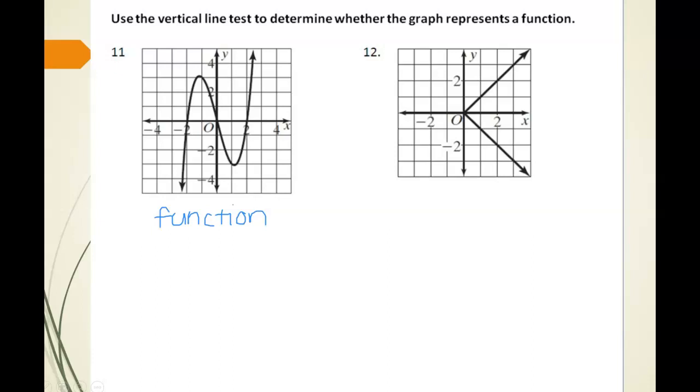If it represents a function, then we check to see if it's 1-to-1. This graph is not 1-to-1 because if I draw a horizontal line, or a line straight across, it hits my graph at multiple points. If it hits the graph at multiple points, it is not 1-to-1. So in this case, this is a function, but it is not 1-to-1. It is, however, onto.